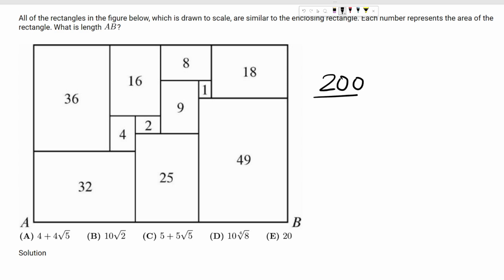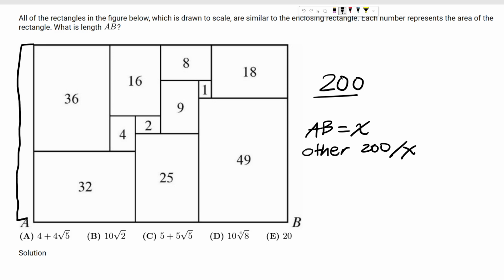So now we're trying to find AB. So let's just let AB be x, okay? Then the other side of the rectangle has to be 200 over x, because the area is 200. So this is 200 over x. However, we can also see that the long side of this side is equal to the long side of this rectangle with area 36 plus the short side of this rectangle with area 32. The long side of this rectangle with area 36 is going to be x times the square root of 36 over 200.